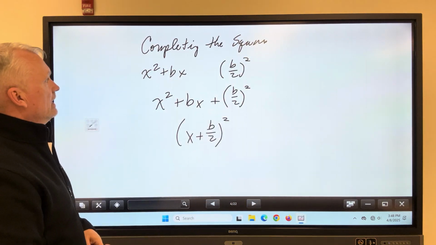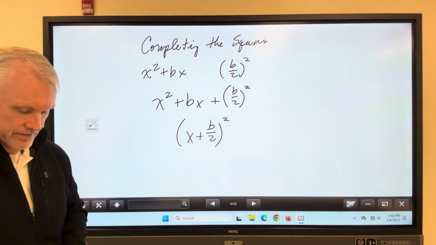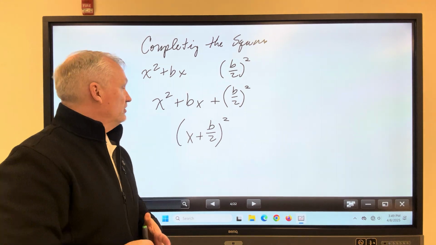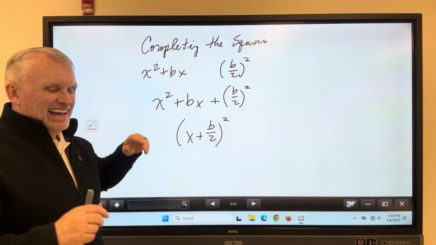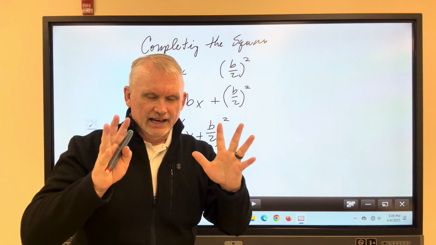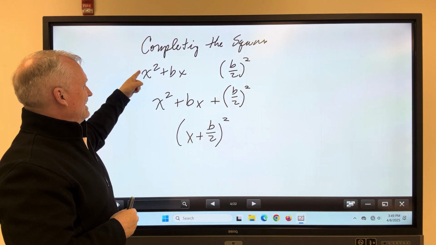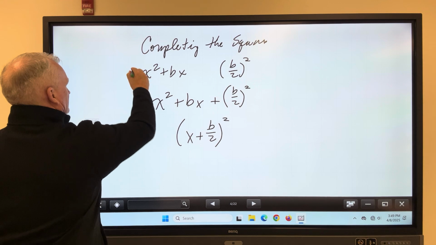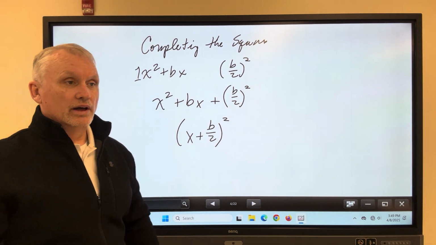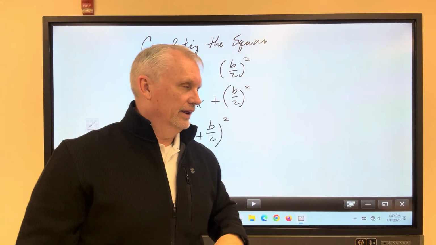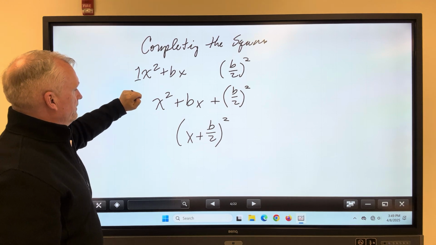Next, completing the square. Completing the square says, okay, I've given you this, and I've got to factor it. First of all, it's got to have a leading coefficient of 1. If it's not 1, divide through and make it 1. Okay, leading coefficient of 1.